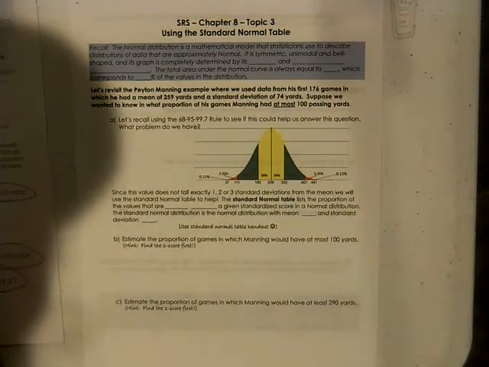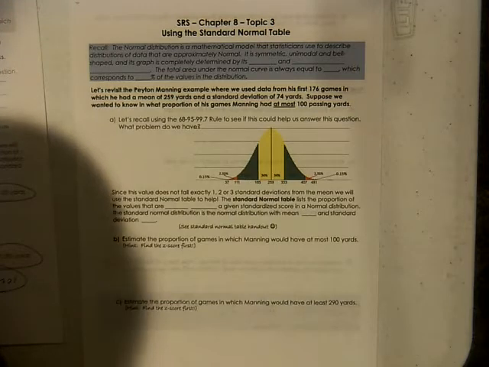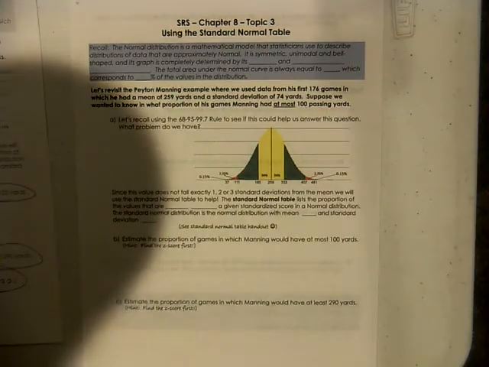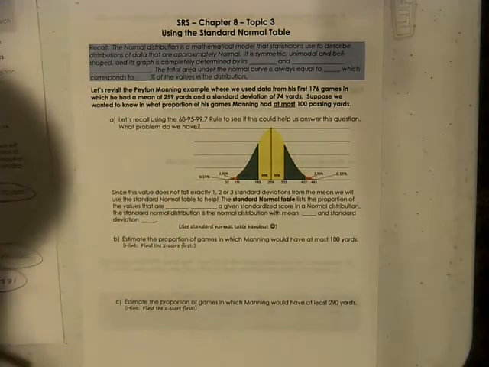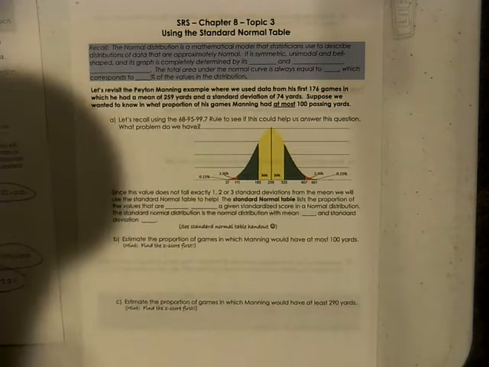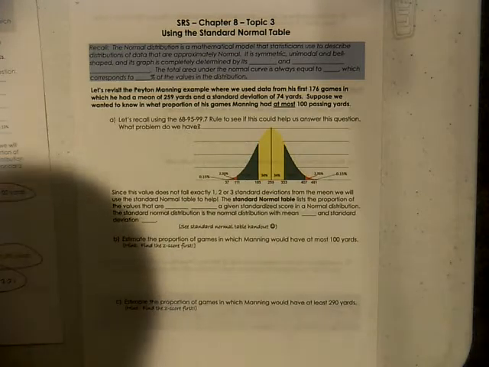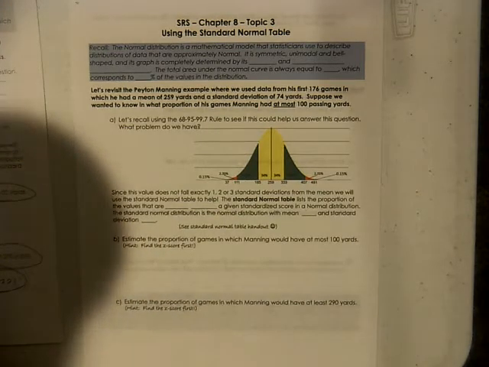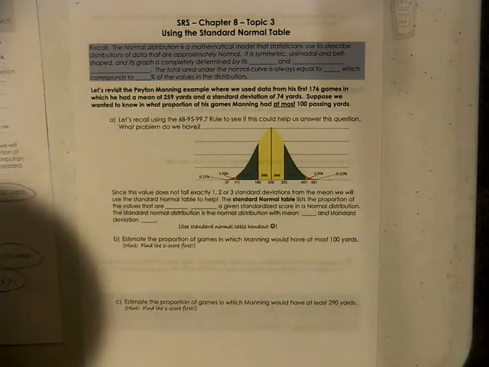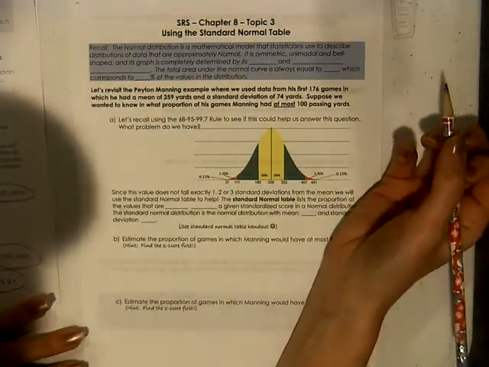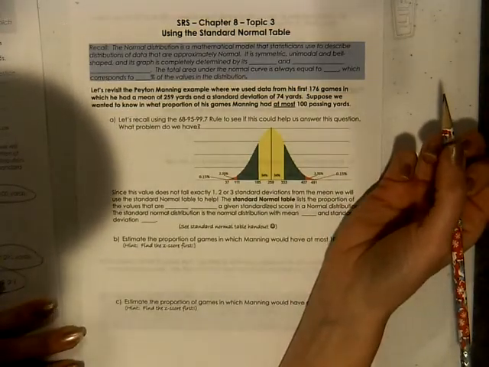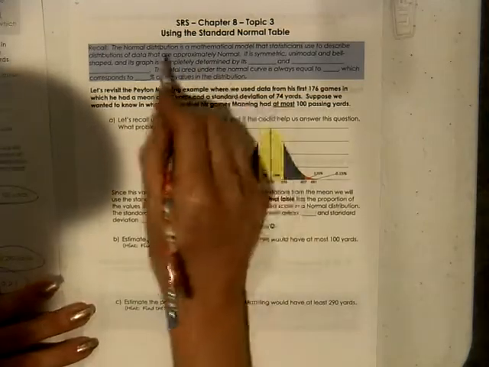Hey everyone, yesterday we talked about the empirical rule, which I sometimes just call the 68-95-99.7 rule. Remember, it states that the normal distribution is fairly predictable when you're going 1, 2, and 3 standard deviations away from the mean. So just a little recap, the normal distribution is a mathematical model that statisticians use to describe distributions of data that are approximately normal.